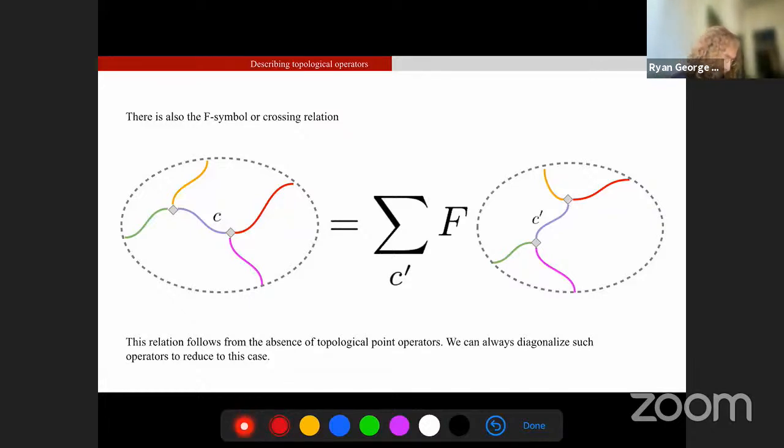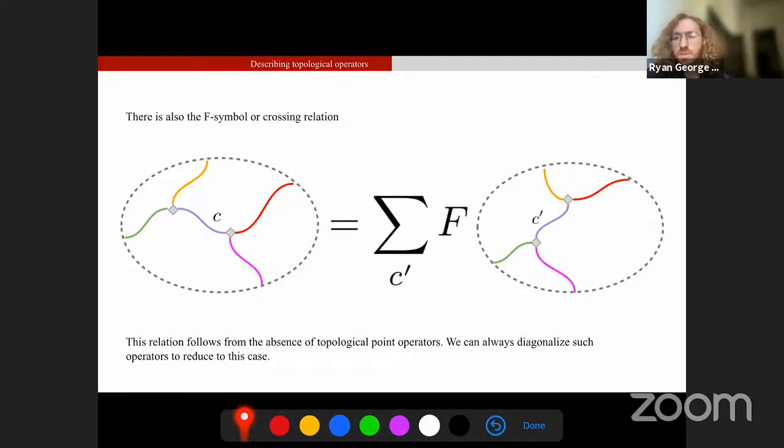So the reason why this relation is true is that you can actually glue these two pictures together and put that in the plane. And that is a diagram that's completely contained in a disk. And if we think about shrinking that, it looks like a point operator. And in our theory, we want to assume that it's going to be a topological point operator, right? Because the whole thing is topological.